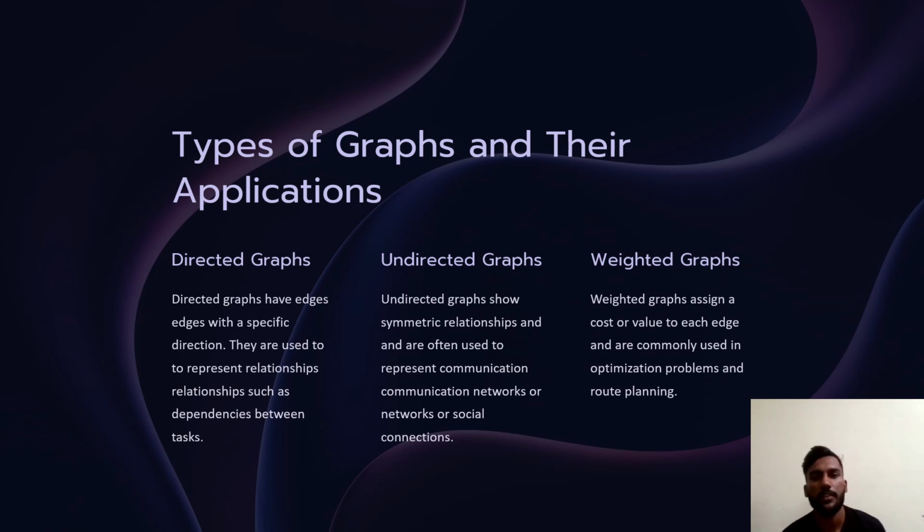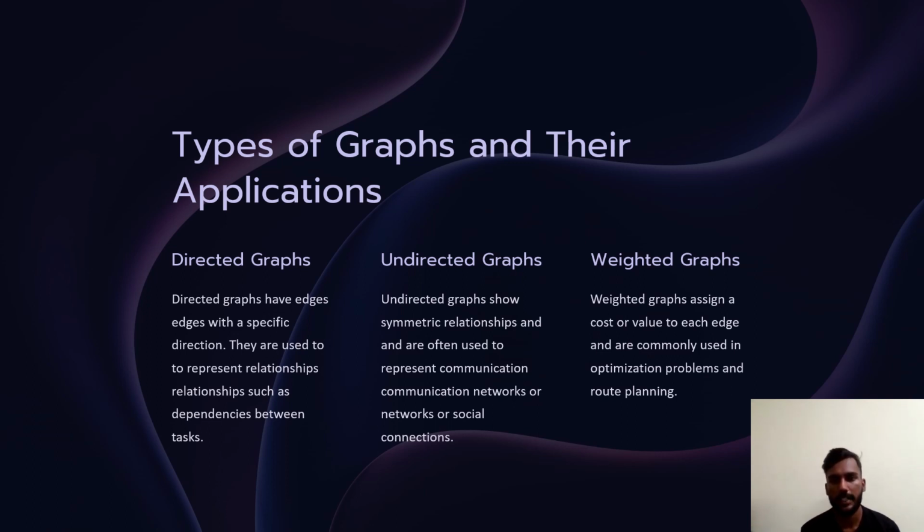There are types of graphs and their applications. There are three types of graphs: directed graphs, undirected graphs, and weighted graphs. First of all, I want to explain about directed graphs. Directed graphs have edges with a specific direction. They are used to represent relationships such as dependencies between tasks.